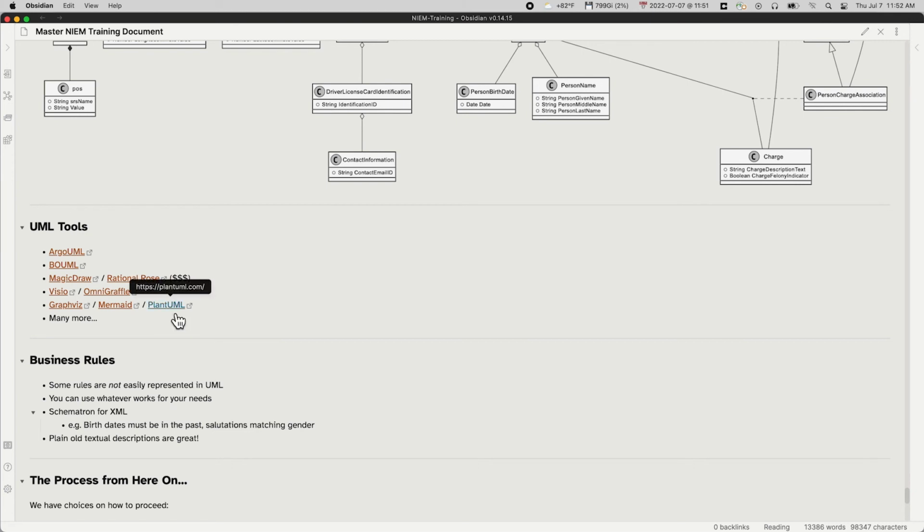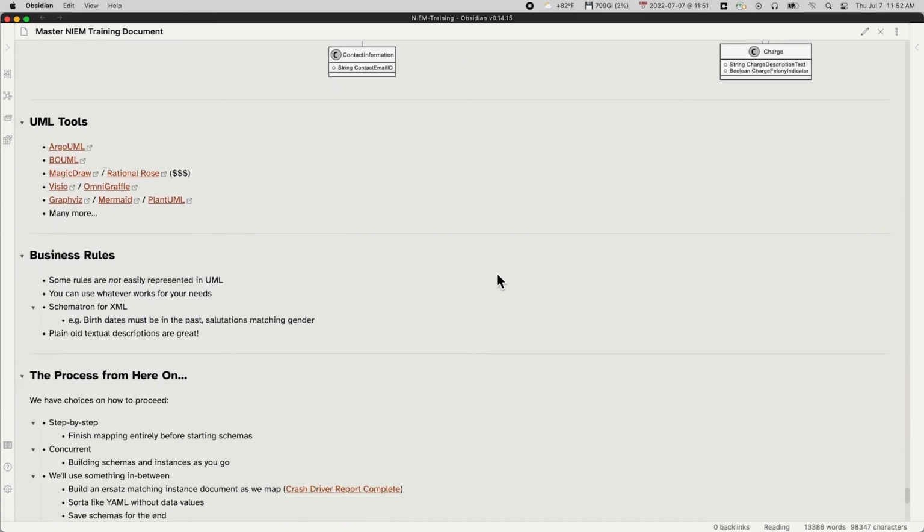And there are others out there. There are tons of UML tools in the world. UML is a big world. If you want to learn everything about UML, it's a week-long class type of thing. UML is a big world. Luckily, NIEM uses mainly just class diagrams, which are fairly easy to digest.